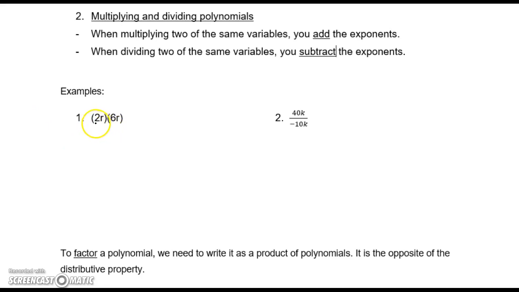So here we have the example 2r times 6r. When we're multiplying a variable and a number, what happens is we multiply the two numbers together and multiply your variables together. So we start with multiplying 2 times 6, which is 12, and then r times r. Here we add your exponents. When we don't see anything there, we can assume that that is just a 1. So we have a 1 plus 1 as our exponent. And we can just simplify that to r squared.